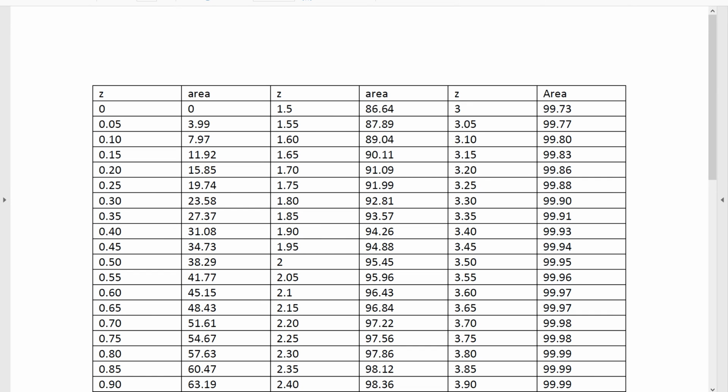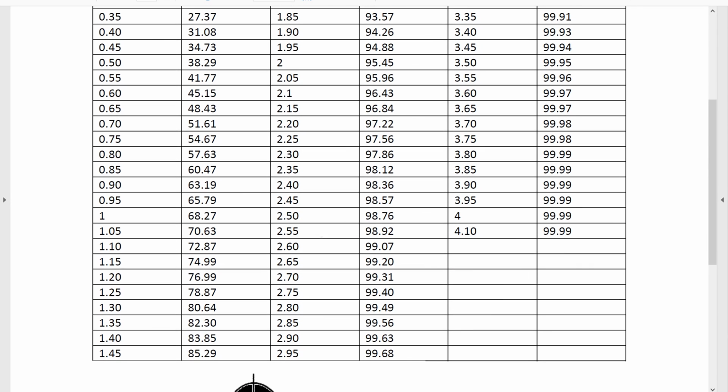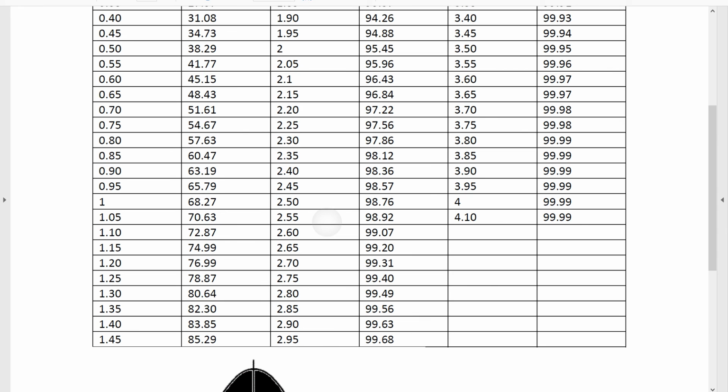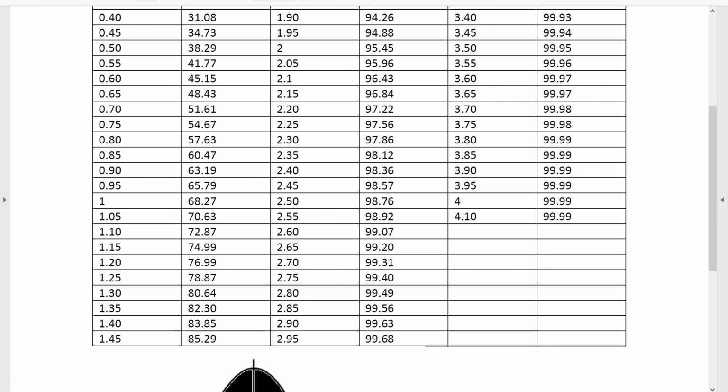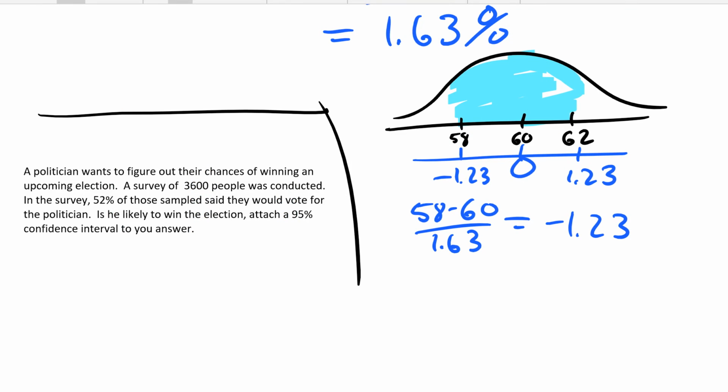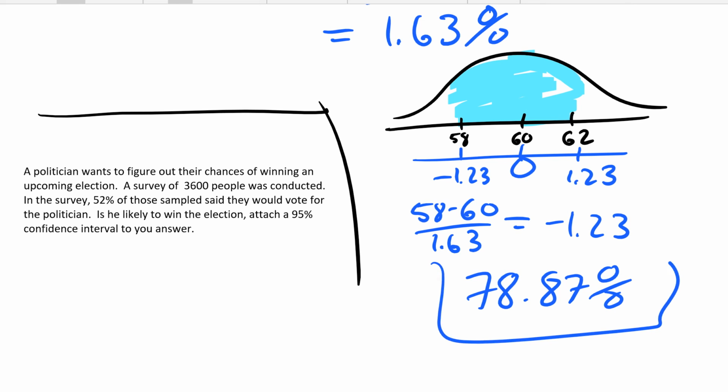Go to the normal curve table, look for z equals 1.23 or the closest one, so our answer is 78.87%. What that represents is the chances that the percentage of ones, the percentage of high school graduates in the sample, is between 58% and 62%.